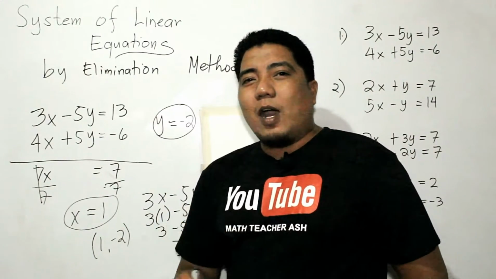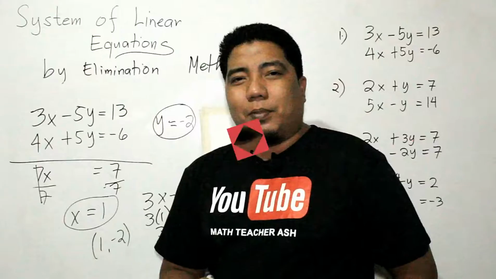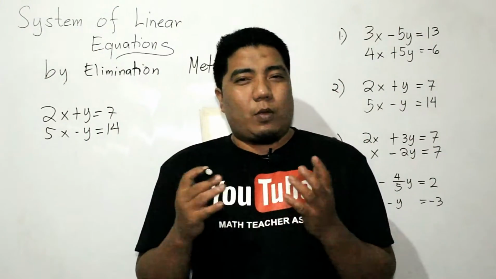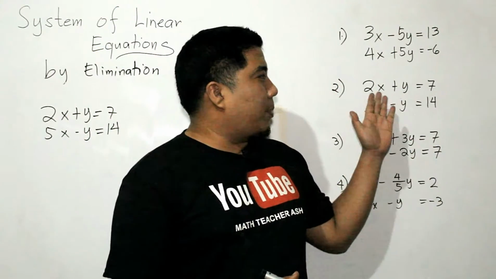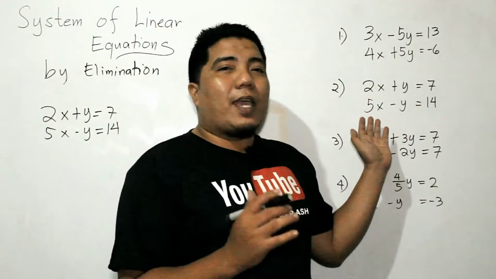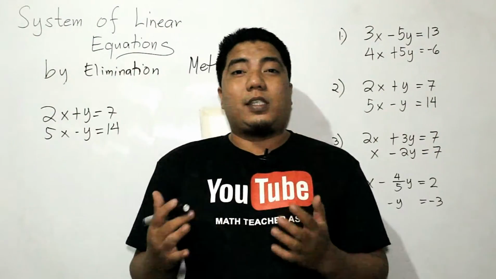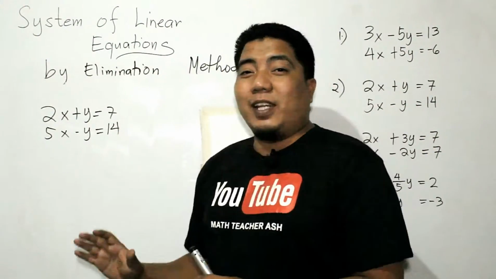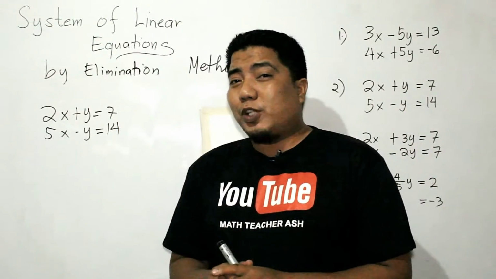Easy, right? Now, let us go to our second example. Okay, math learners, we are already in our second example. We have 2x plus y is equal to 7, and the second equation is 5x minus y is equal to 14. I have written it already here. Now, how do we solve this?